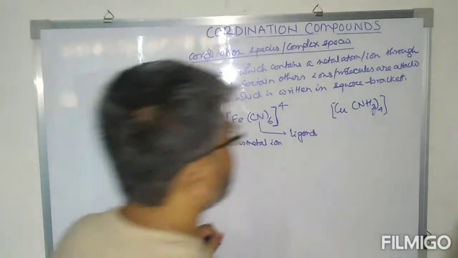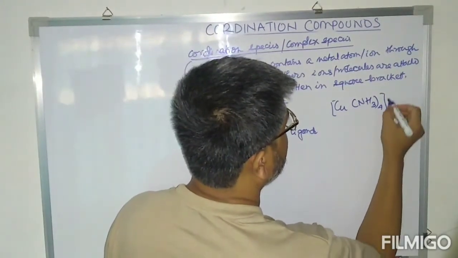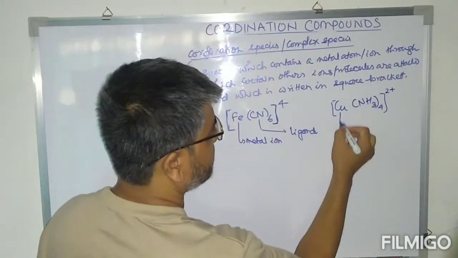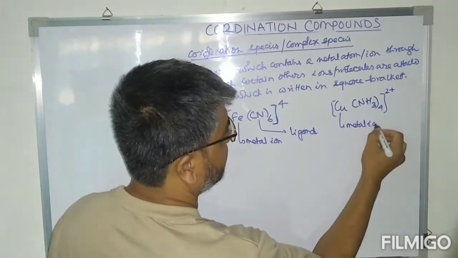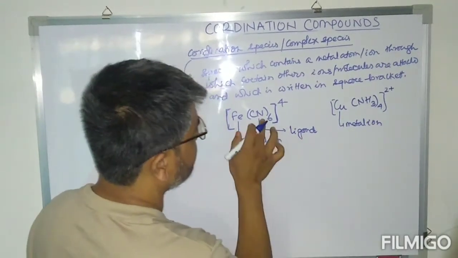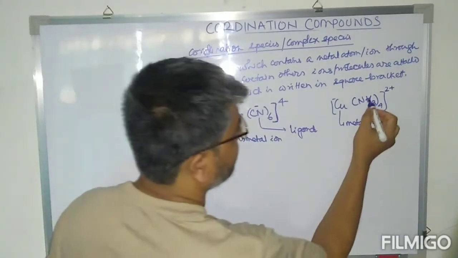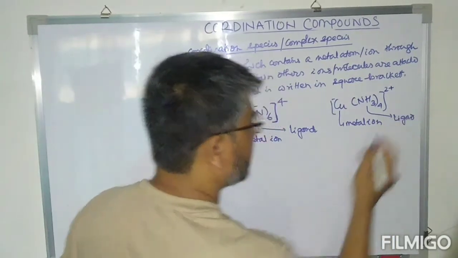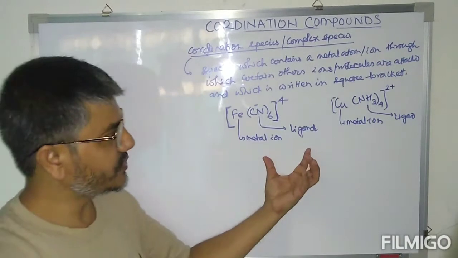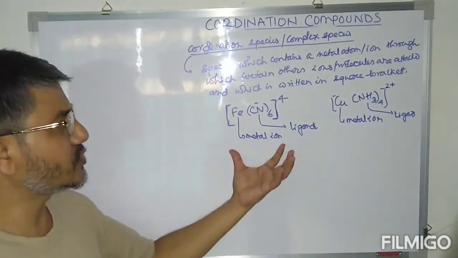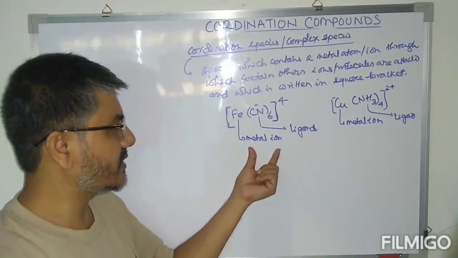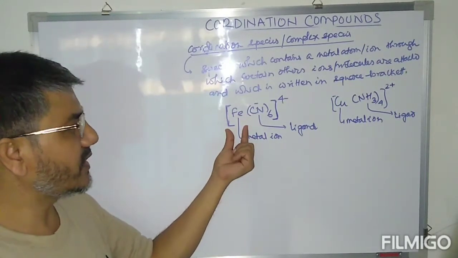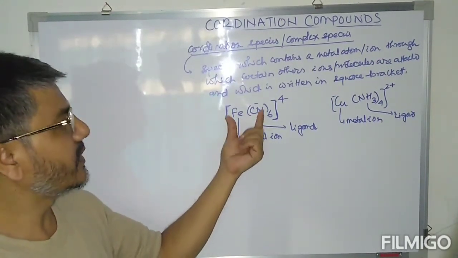This is written in square bracket. So we have looked at this. Again, we have this metal ion, but this is ligand. In here, the ligand is a negatively charged ligand, but here the ligand is neutral, that is, molecular form. So whatever may be the case, a complex species is always written in square bracket, and this contains a metal ion and ligands. Ligands are firmly bonded to the metal ion or the metal atom.